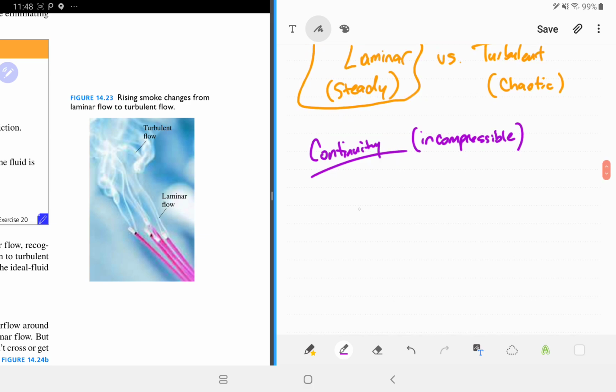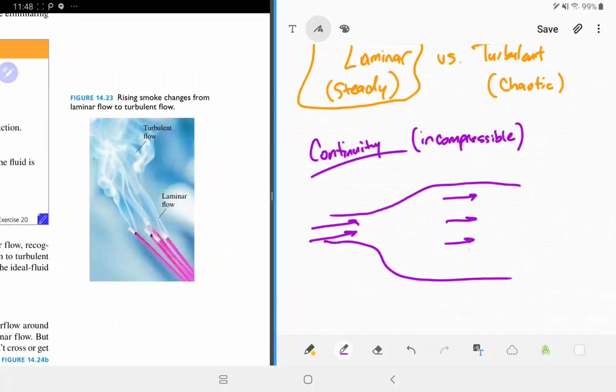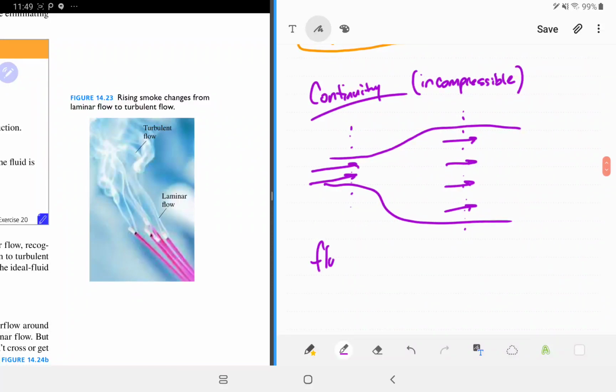So what is this saying? If you have a pipe, and you have some fluid in this pipe that's going from left to right, basically the fluid is not going to bunch up at any one point. Overall, whatever fluid is entering here is going to be leaving right here. So the fluid entering is equal to the fluid leaving.